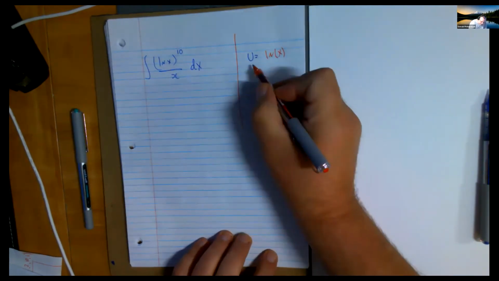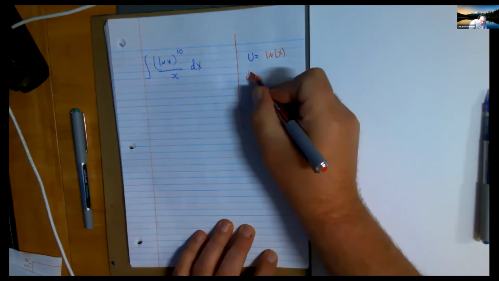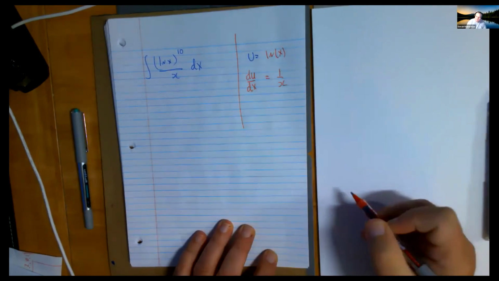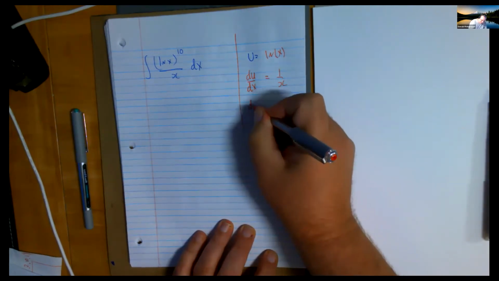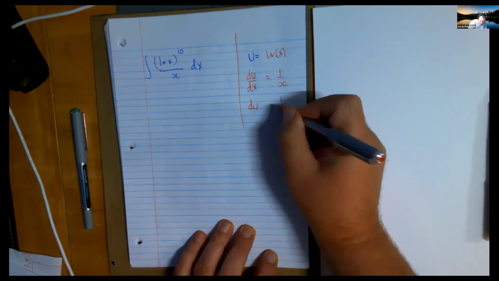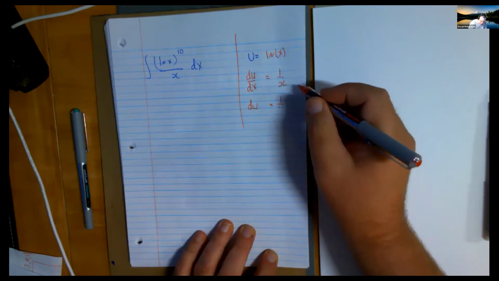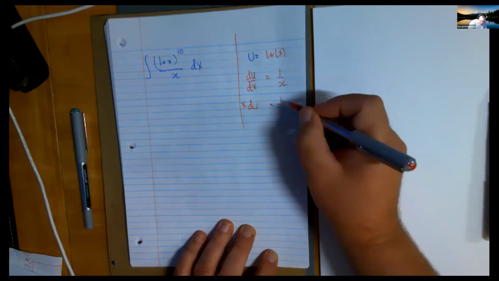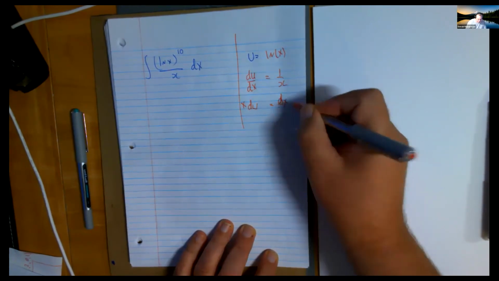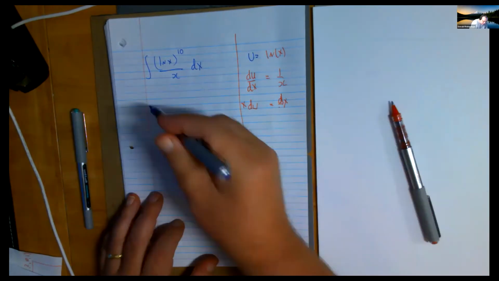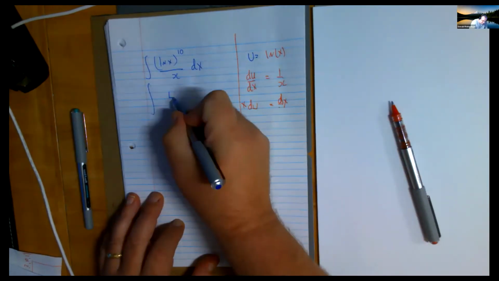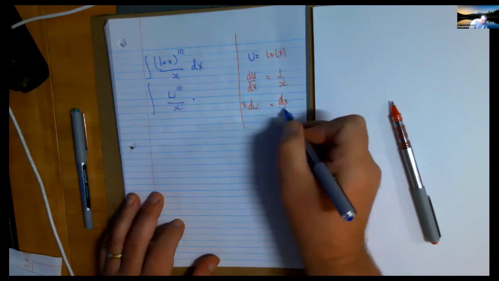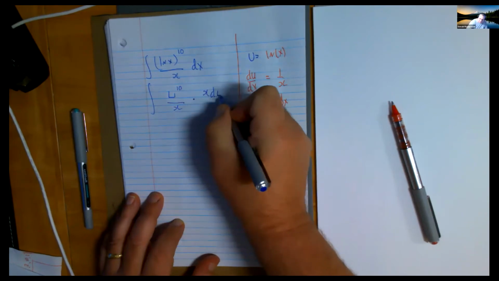And if you use this as your U-sub, then when you differentiate with respect to x, you get that 1 over x thing that Kathy was thinking about. Du equals 1 over x dx. Log to the 10 gets me u to the 10 over an x, and the dx gets replaced by an x du.